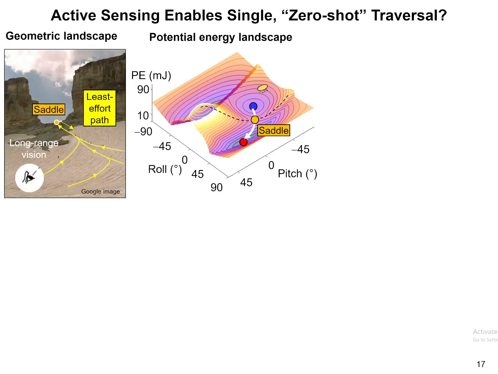However, unlike a geometric landscape where we can leverage long-range vision to identify a least effort path in advance, on the potential energy landscape, the force sensing is roughly zero range, so the robot cannot know the overall shape of the landscape. It must move itself in the state space to reconstruct the landscape locally.